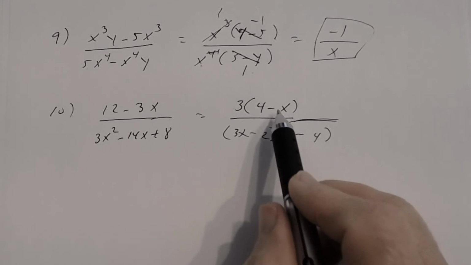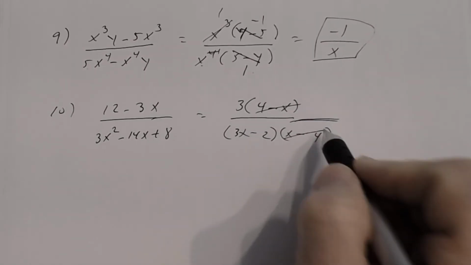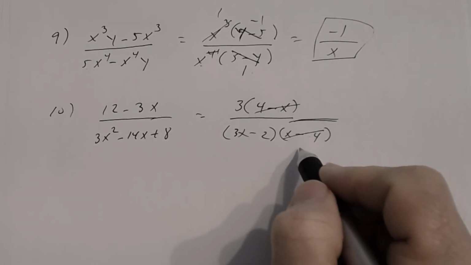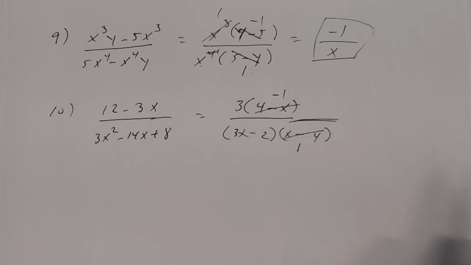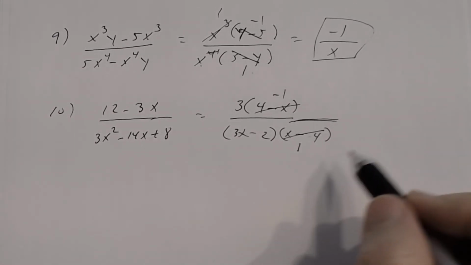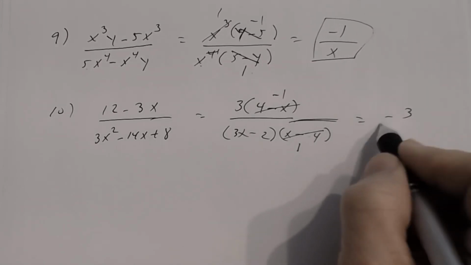And then notice, these are opposites, right? So when I reduce those, since they're opposites, the factor in the denominator is going to be a positive 1. The factor in the numerator is going to be a negative 1. And I can't reduce anything else. So I get 3 times negative 1 is a negative 3.